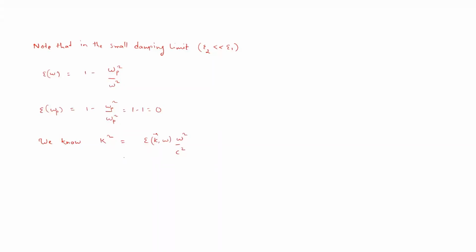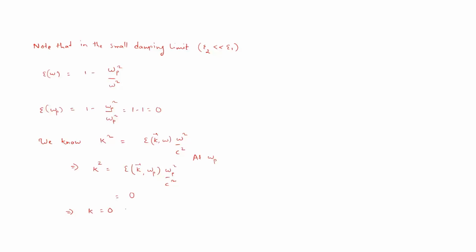What this corresponds to is, at omega p, k square is equal to epsilon(omega p) omega p square over c square. So at omega p this epsilon is 0. Okay, that is why you have k is equal to 0.